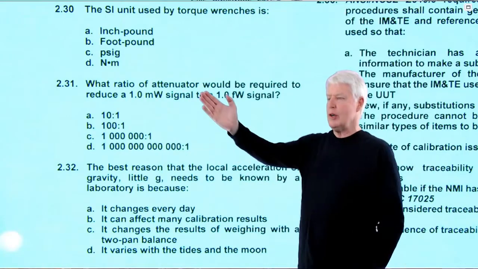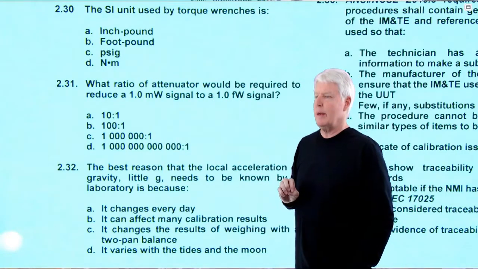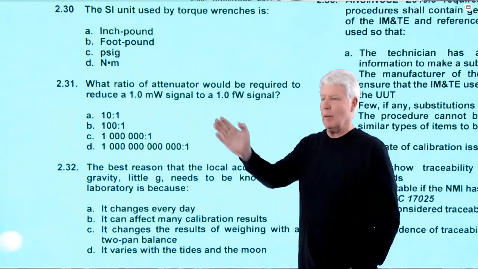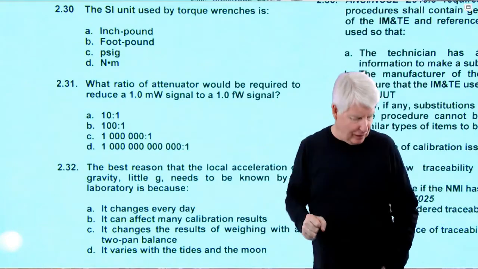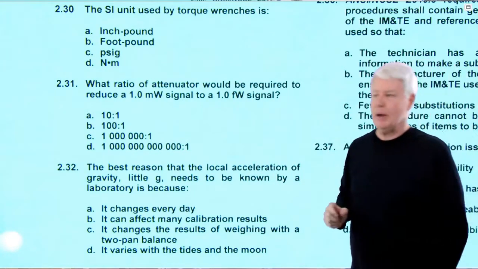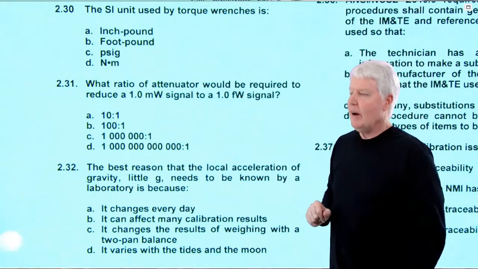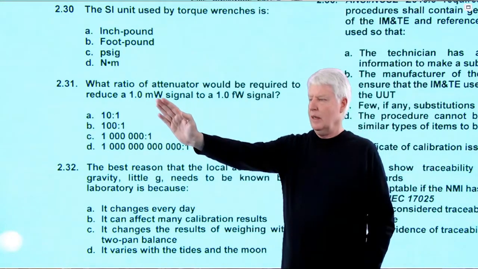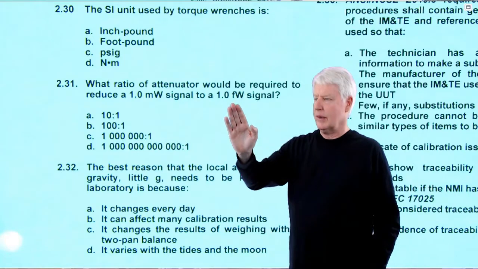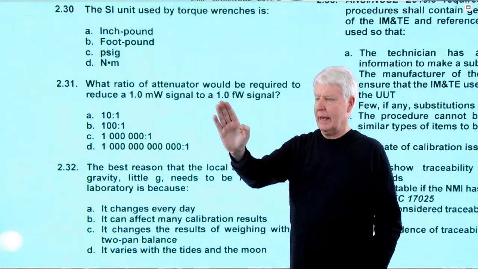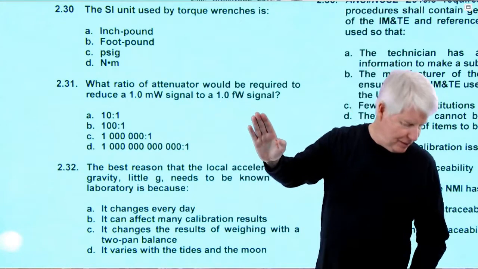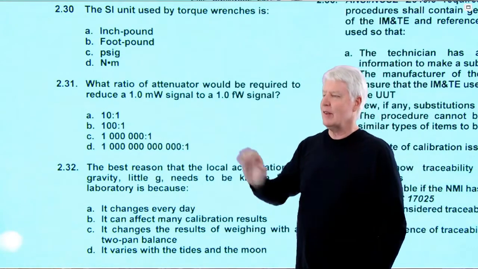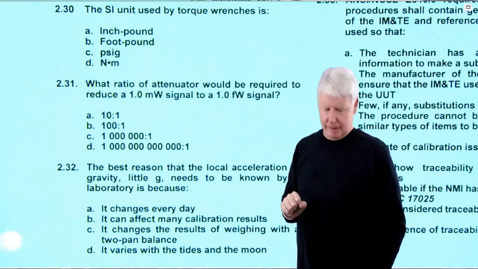All right, what ratio of attenuator would be required to reduce a 1 milliwatt signal to a 1, and I have to look up and see what F means, femto watt signal. So they could put whatever they want in here, but they're looking for a ratio of these two numbers, 1 milliwatt and 1 femto watt signal. And so that's only two numbers you need to worry about.